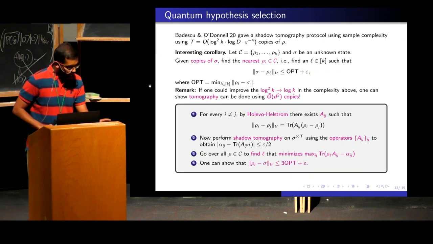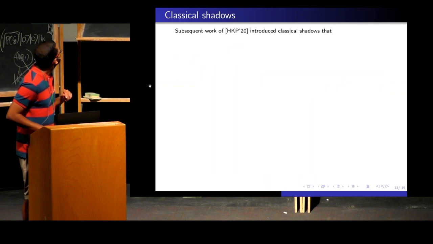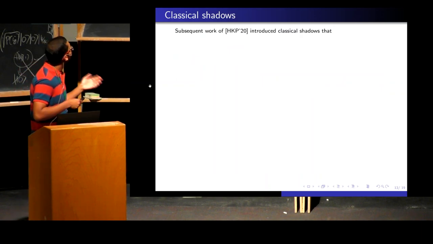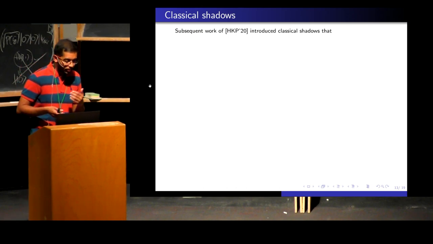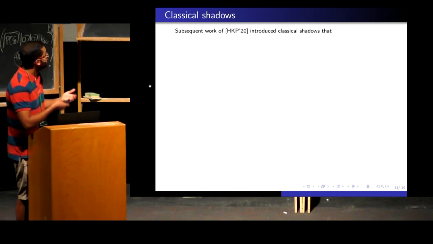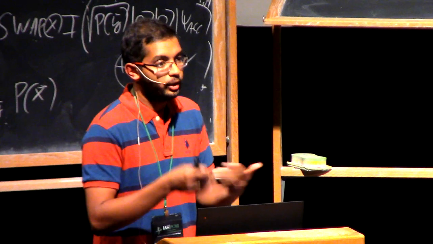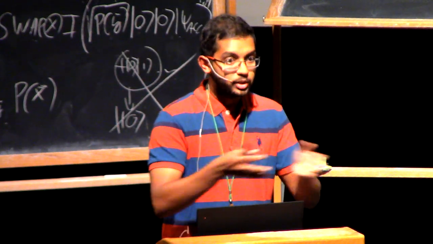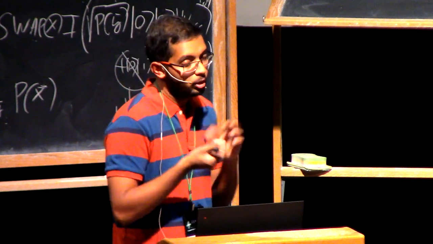Good. Let me mention classical shadows and then I'll stop. So there was a follow-up work of Huang, Kueng, and Preskill, where they introduced this concept of classical shadows. One potential problem of shadow tomography is that the protocol depends on M_1 to M_k. What if M_1 to M_k are given to you only after I give you copies of a quantum state, you do some classical post-processing, and then I give you M_1 to M_k? Then we don't know if shadow tomography works or not.